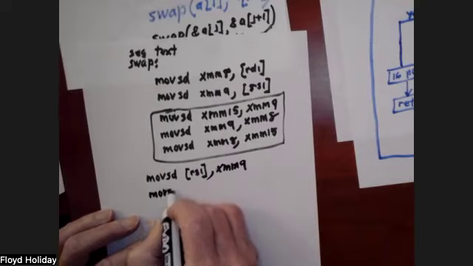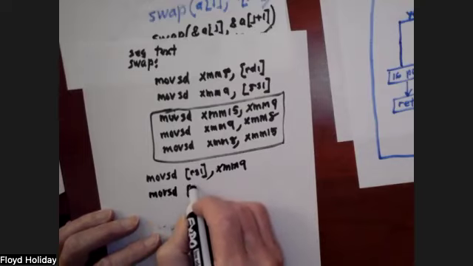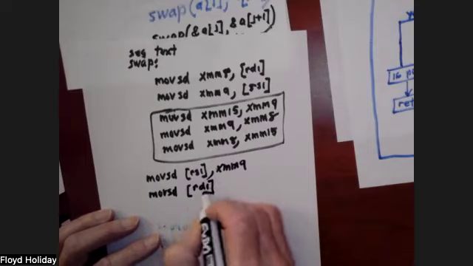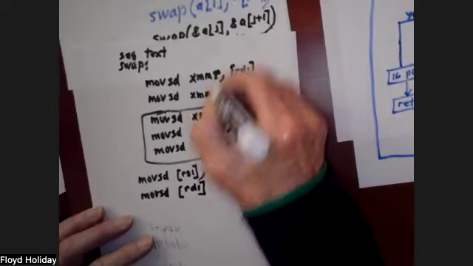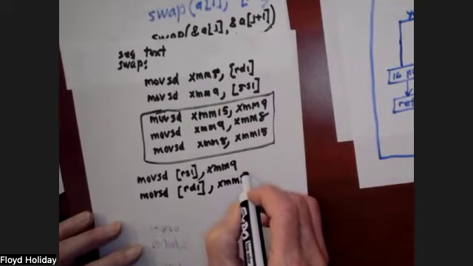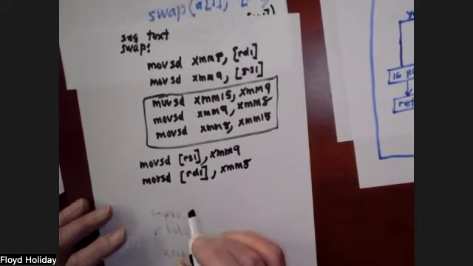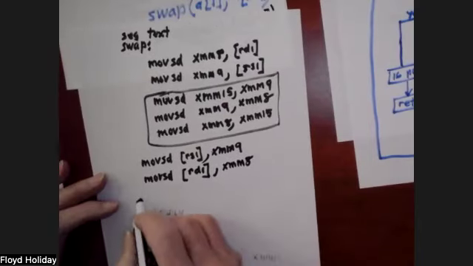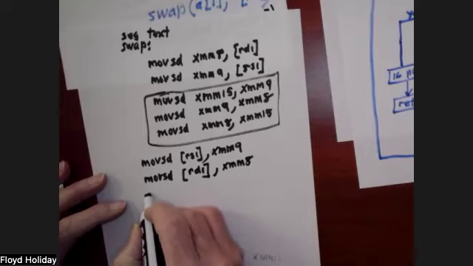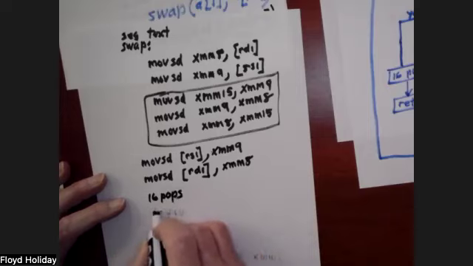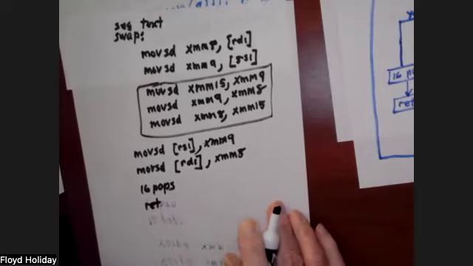Move SD RDI. We'll put it back. XMM8. And I'll try and draw a picture of it. I think we're done here. 16 pops and RET. Yeah.